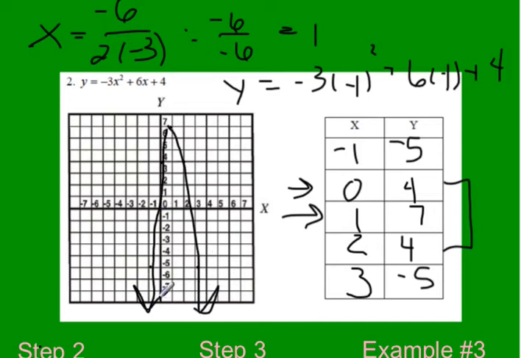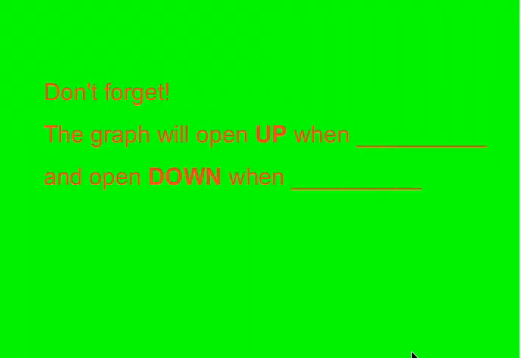Now I notice that my A is a negative value, which means it's opening down. So that means this point right here is going to be a maximum. Okay, so it's something that's really important to remember as we're moving forward, particularly for when we get to word problems. So now what I'd like to do is take a look at number 3. So let's jump to number 3.